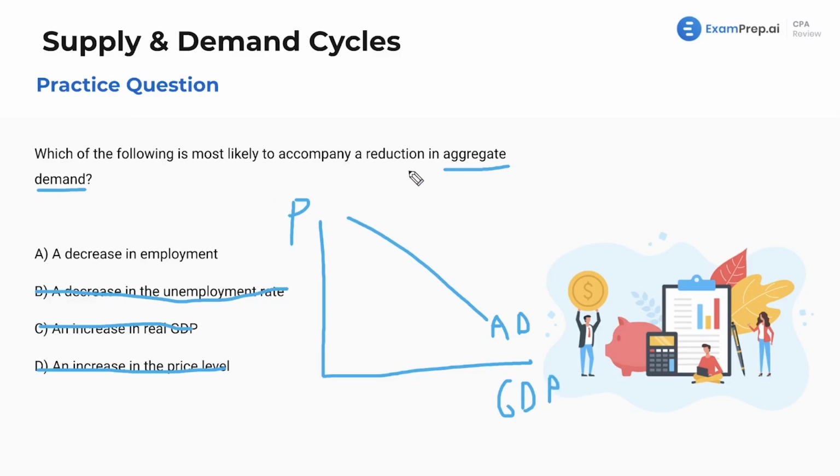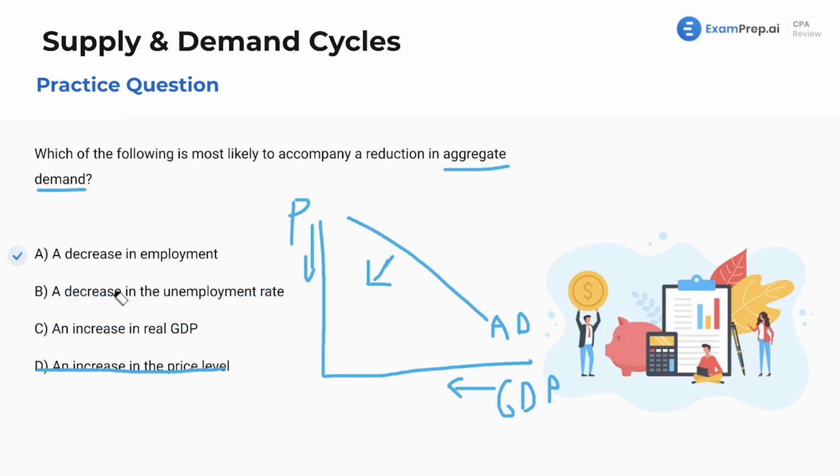Now, a reduction in aggregate demand is a shift left on the curve. And if the shift is moving left, overall price levels are going down and overall GDP is going down. So, as such, it would be a decrease in price level and a decrease in real GDP, leaving just our letter A, a decrease in employment. Great. Wonderful there.